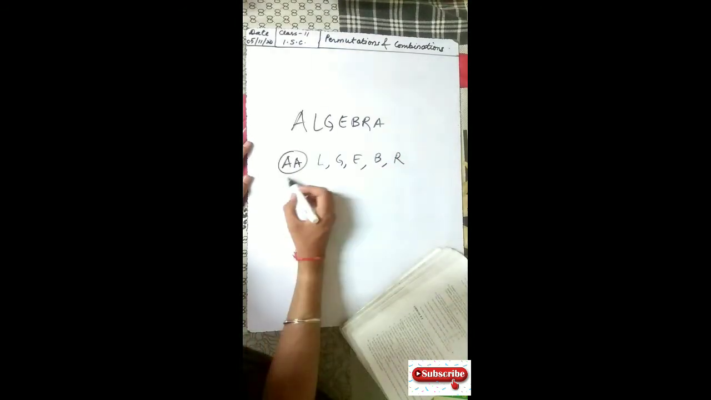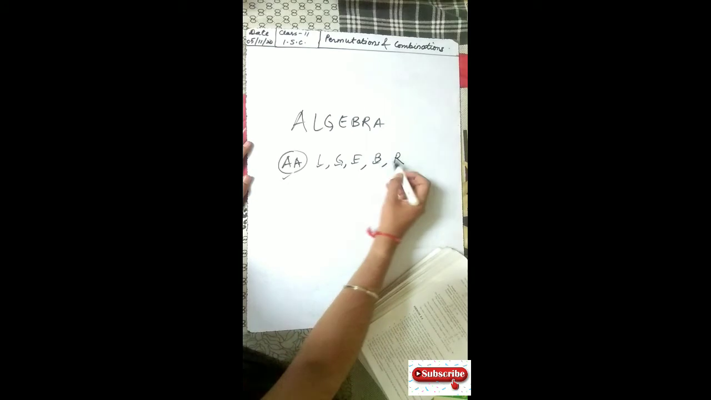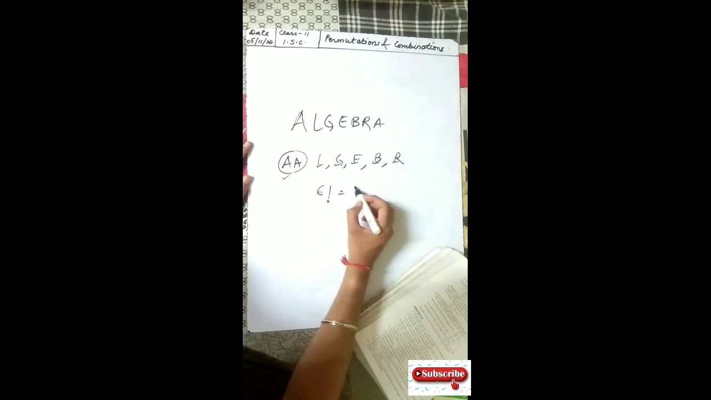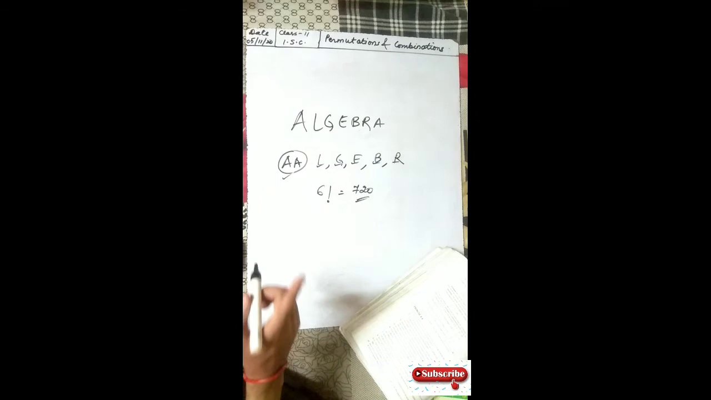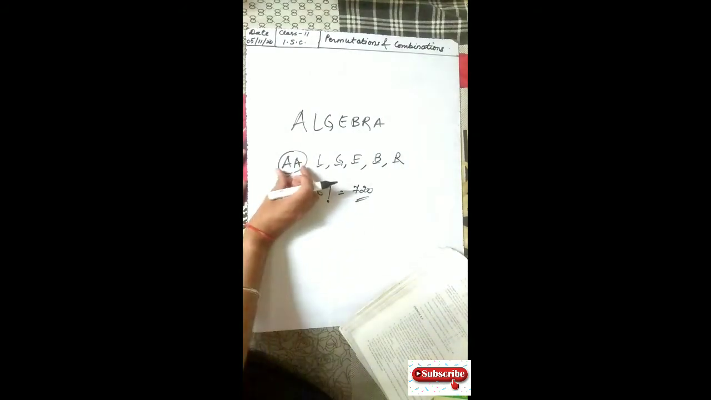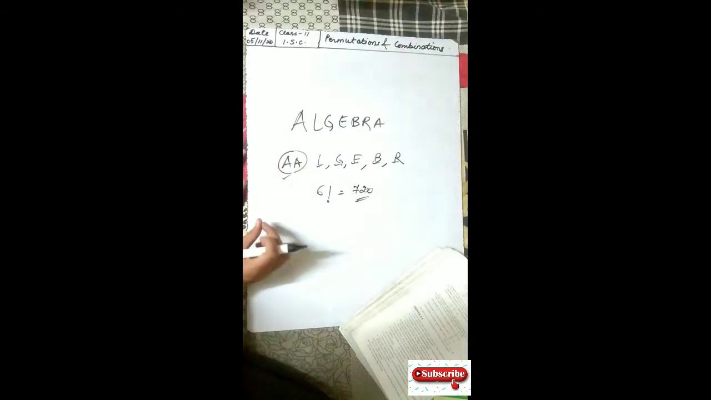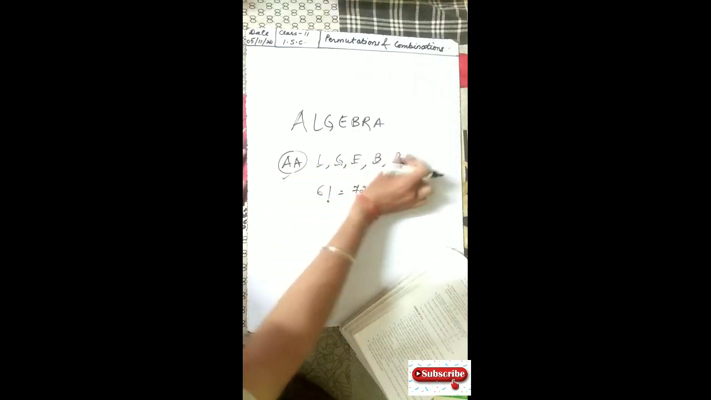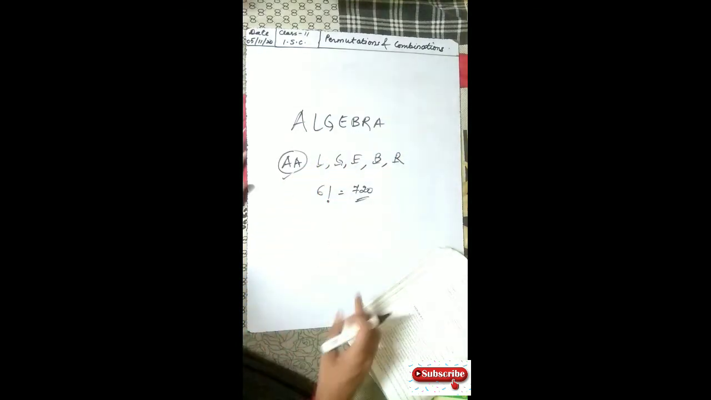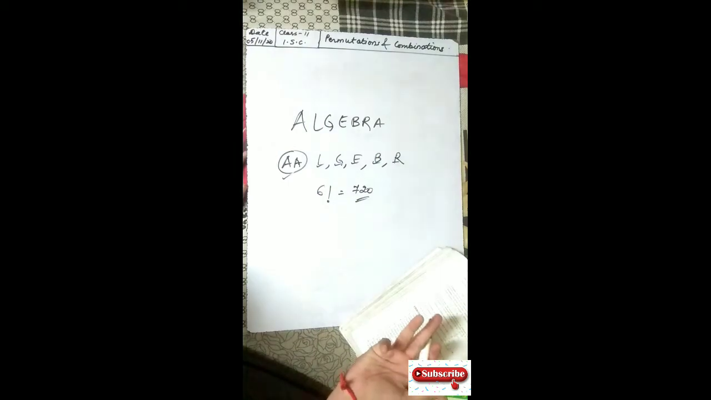Now, how many letters are there? 1, 2, 3, 4, 5, 6. 6 factorial, that is 720 ways will be your answer. Because we need to find the different ways the letters can be arranged when 2 A's are together. So these 2 A's are together, so we are taking them as one block. So 1, 2, 3, 4, 5, 6. 6 factorial is 720. So there are 720 ways.